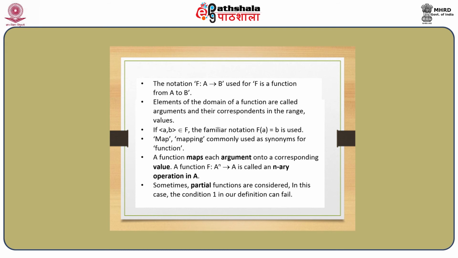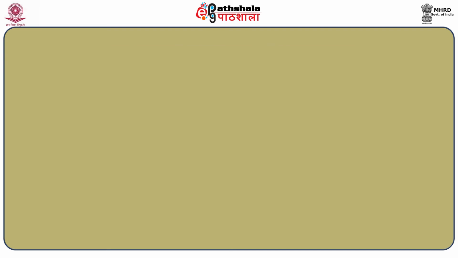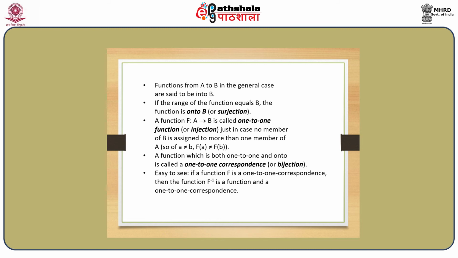Sometimes partial functions are considered. In this case, condition 1 in our definition might fail. Some terminology now. Functions from A to B in the general case are said to be into B. If the range of the function equals B, the function f is onto B, or a surjection.